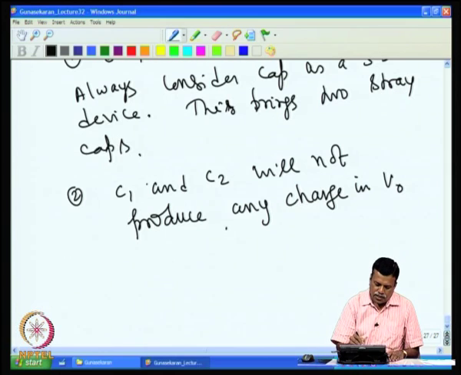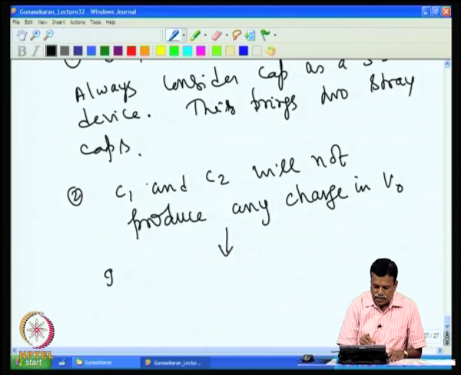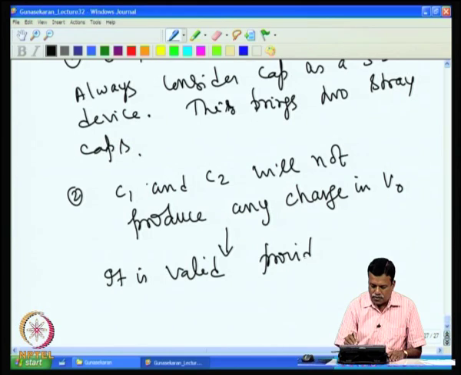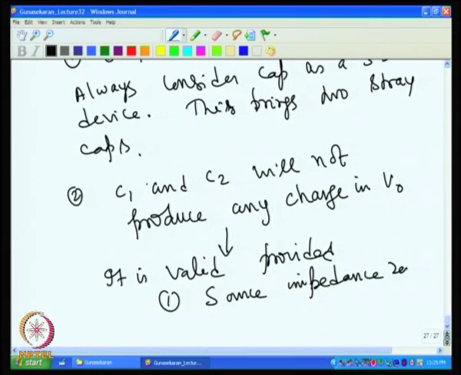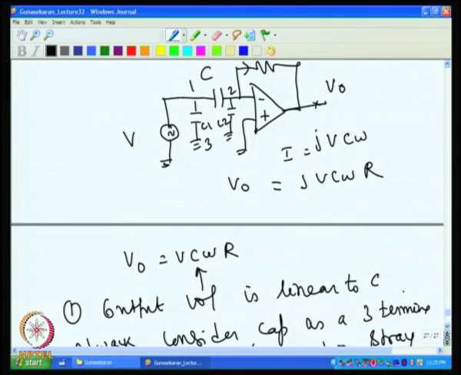This is valid, provided the source impedance is 0 and the virtual ground is really at 0, which is invariably the case. So, if you look at this, the output voltage will give you the capacitance value.